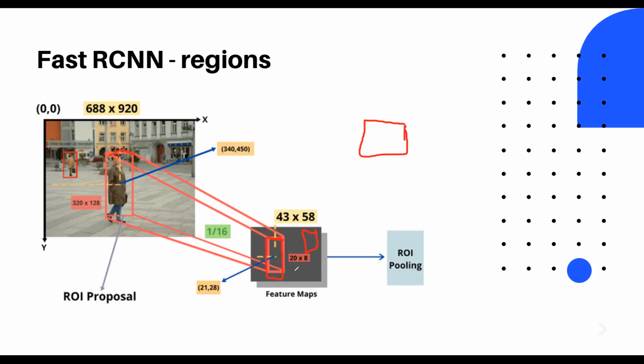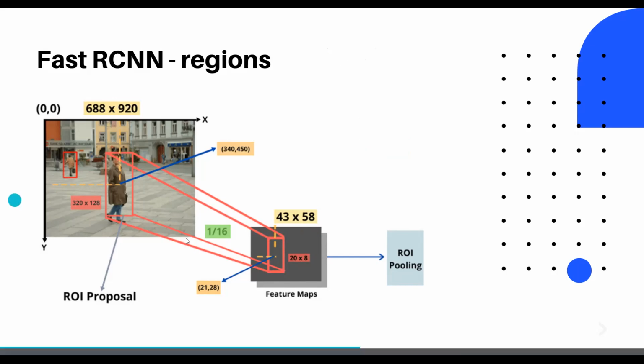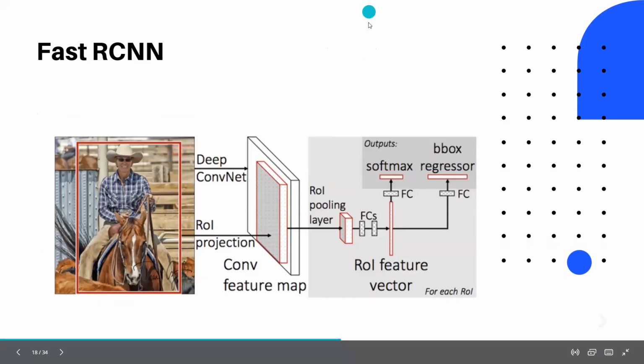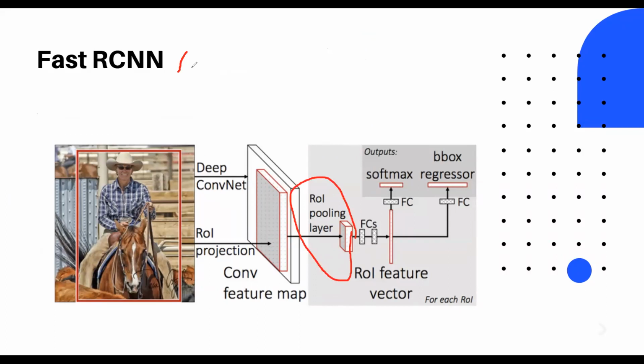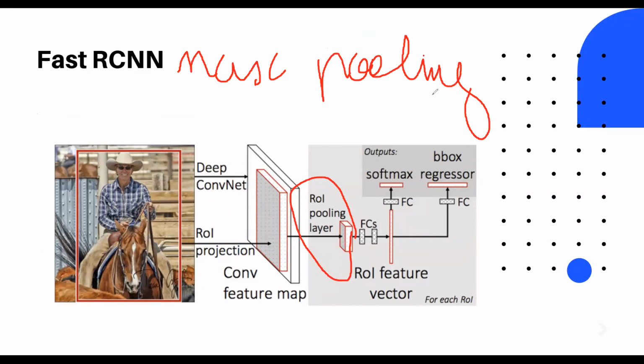So what we simply can do is apply something similar to resizing, but not for images, for feature maps. This something similar to resizing for feature maps is called ROI pooling. ROI pooling, again, looks very similar to max pooling. I'm sure you're all familiar with what max pooling is.